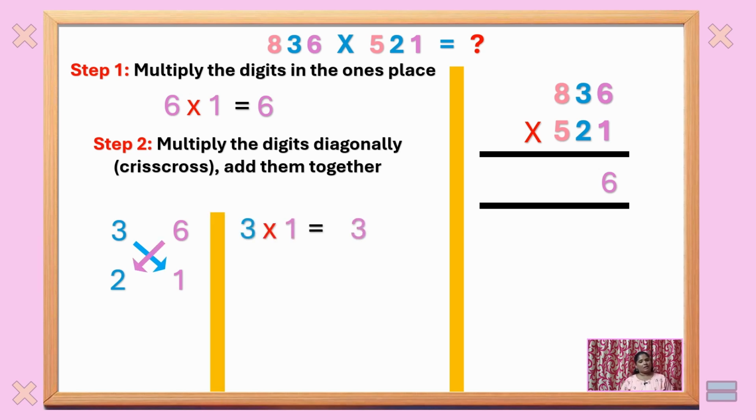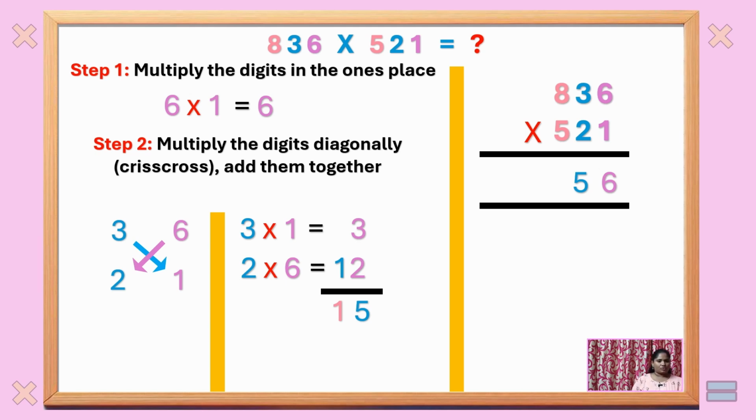3 into 1 is 3, 2 into 6 equals 12. And now what we have to do? We should add them. 3 plus 12, which is 15. Now there is a two-digit number. In tens place we can't directly put both the numbers. So what we do, we carry 1 to the hundreds place, and then we put 5 over here.